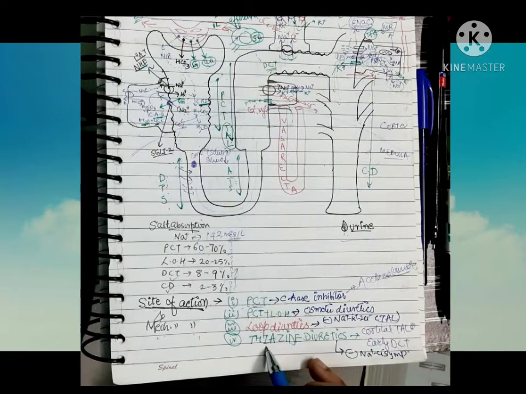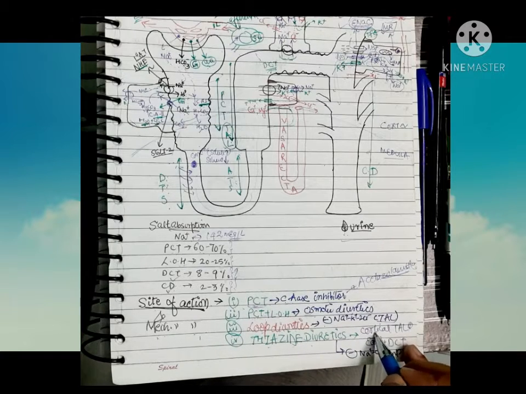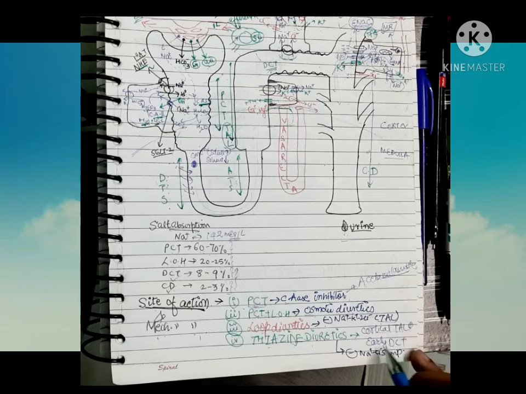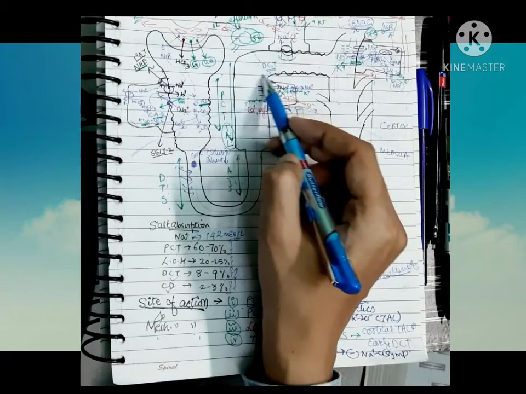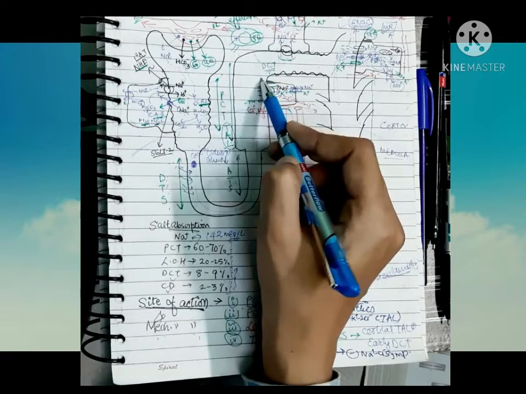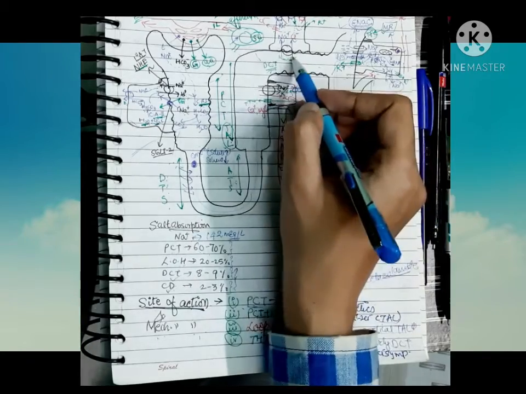And then the thiazide diuretics. For thiazide diuretics, the site of action will be the cortical TAL, which means the cortical thick ascending limb, and the early DCT. The cortical thick ascending limb will be this part, which means the ending of the cortical TAL and the early part of the DCT.